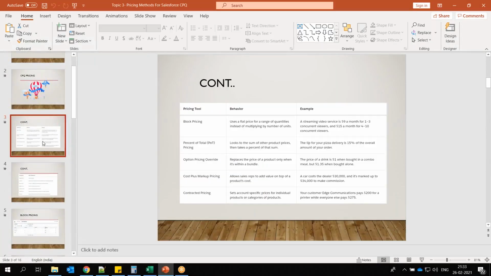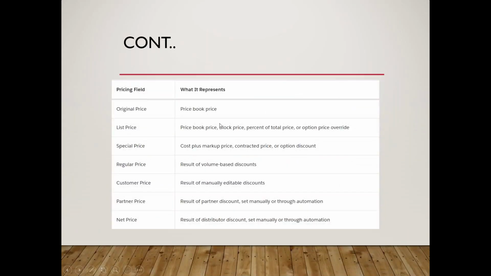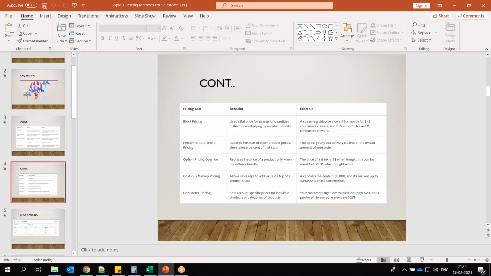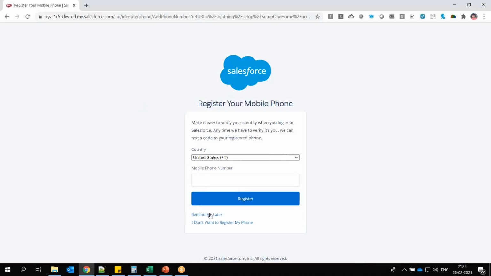Let me come back to slide number 4, which is very important. Original price is the field on the quote line object, which always comes from the price book. List price comes from the price book, block or percent of total, or option price. So we discussed these two fields. Today we are going to start with the next pricing method, and that will impact your special price. Whatever we are discussing is very important, and then we'll combine all these things, but let's discuss in pieces.